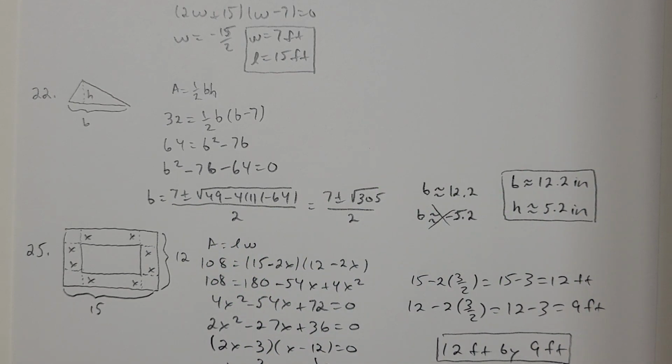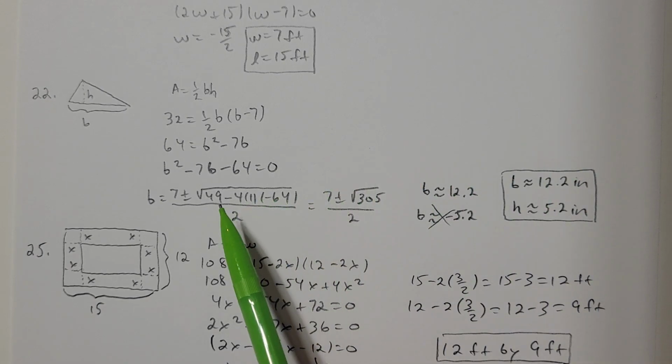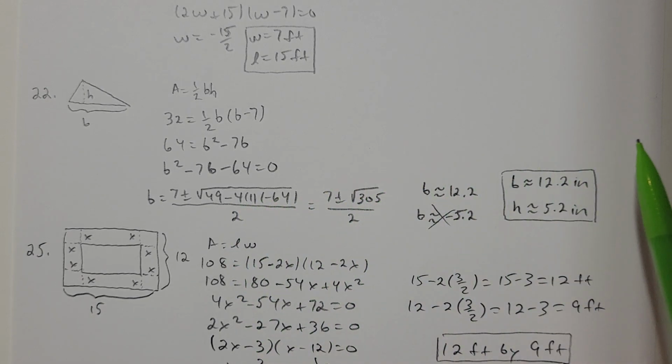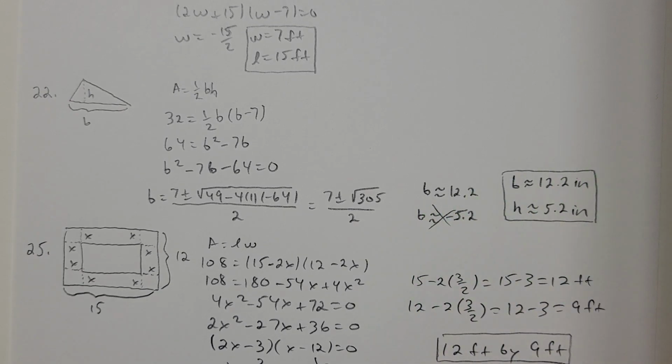Okay, so then let's simplify that. I'm looking at 49 minus a negative, which means 49 plus 4 times 64, which is 256. If I add 49 to that, I get 305. So 7 plus or minus the square root of 305 all over 2. Now the square root of 305 does not break down nicely for me. So the way that I was doing the problem is actually the best way to do it. It's not going to factor nicely for me.